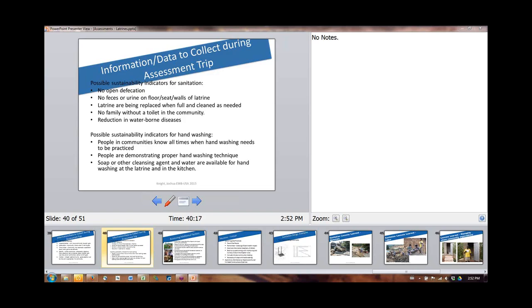No open defecation would be a great goal to get to. No feces inside your latrine. It's being replaced when full and cleaned as needed. No family without a toilet. Reduction in waterborne disease and sustainability indicators. Hand washing: people know when to do it, people have soap nearby.